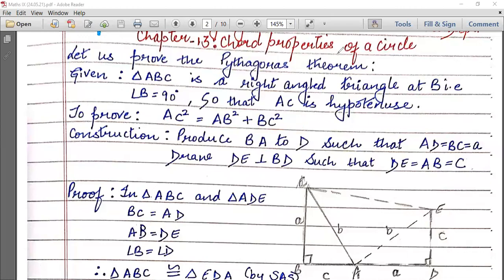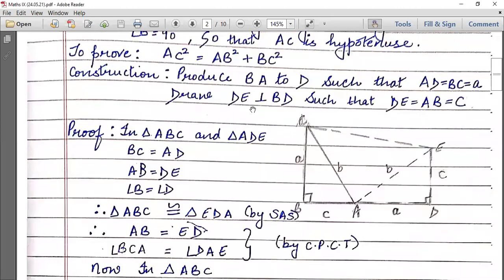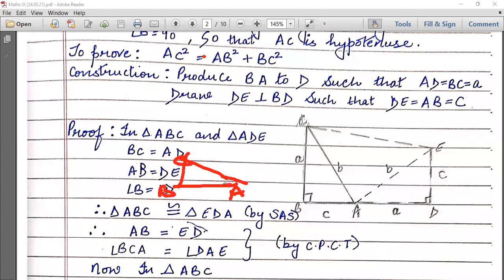So now, children, to prove this theorem, we have to do a construction. So let's see what we have done in this. Now children, you have a triangle ABC. Now we will extend BA to D. Okay, we will extend BA till D such that BC is equal to AD, meaning both should be of the same length. So children, here we have written a, so this is also a. Okay, this is my first construction.